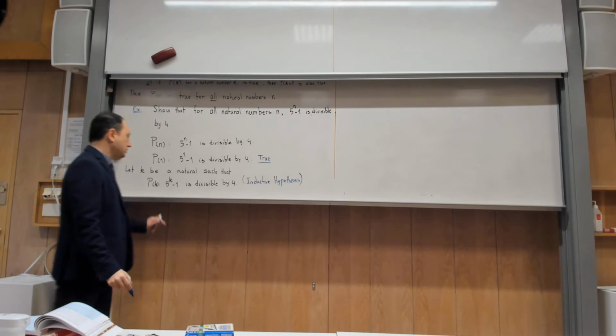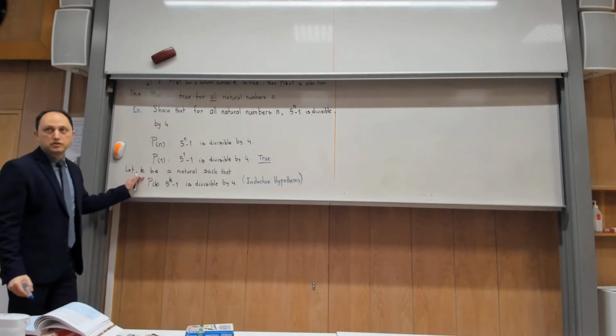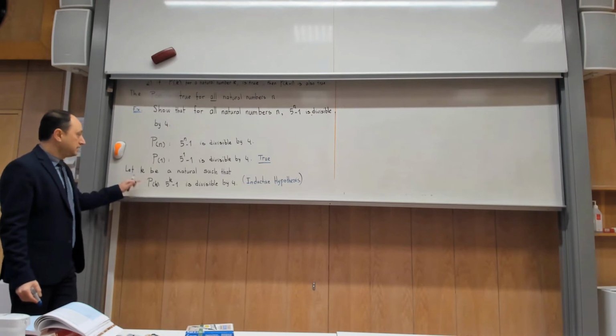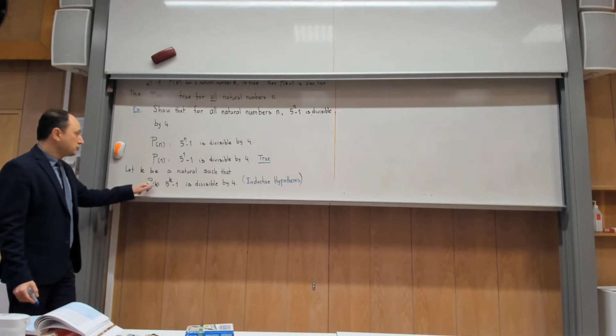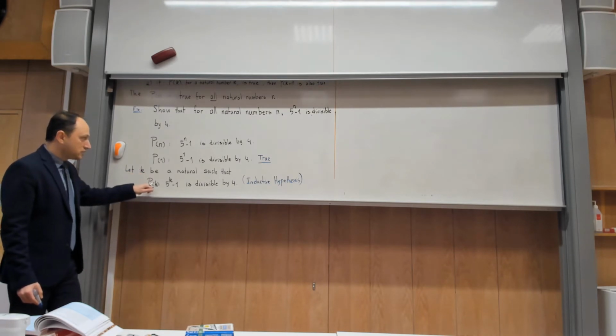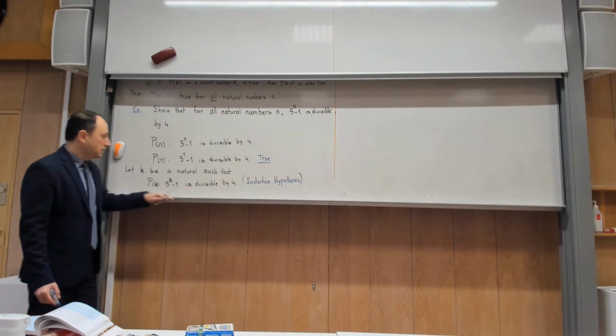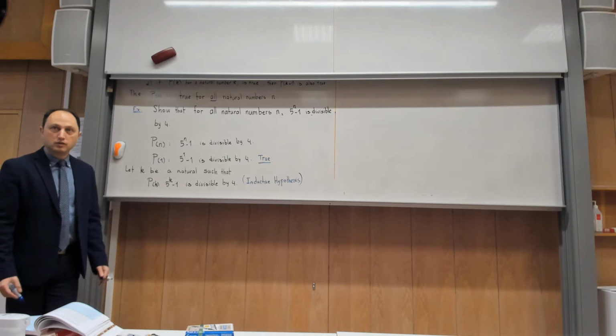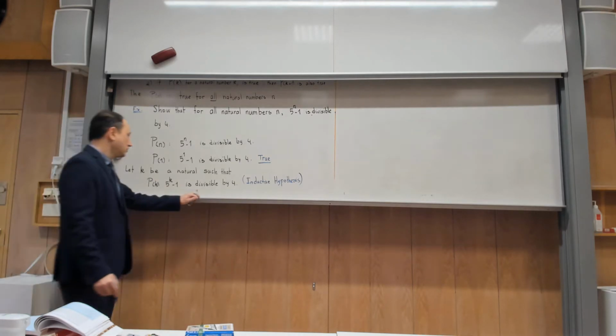We assume that this is true. No one guarantees that this is true or false. I myself assume that this statement is true for a natural number k. What I want to show is that if I assume this is true, the inductive hypothesis, then this statement will be true for the next natural number, only for the next one.